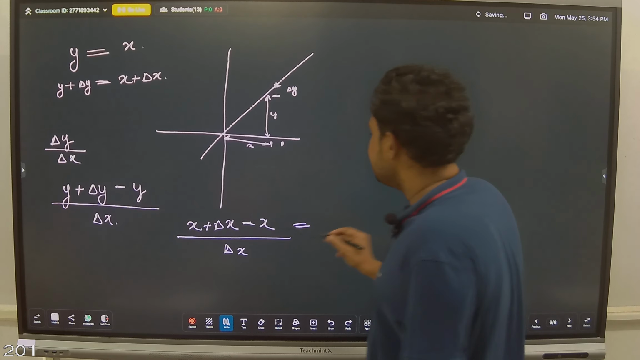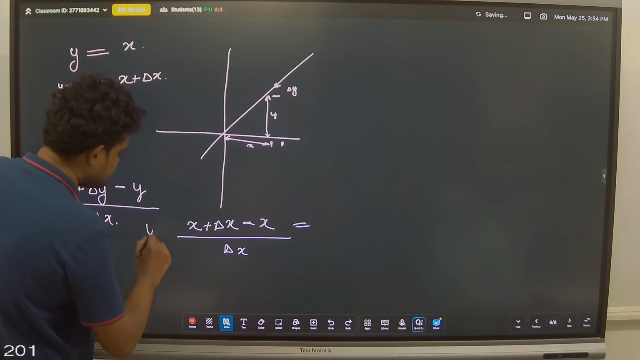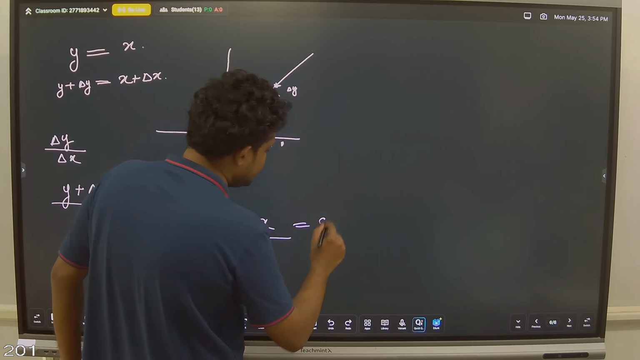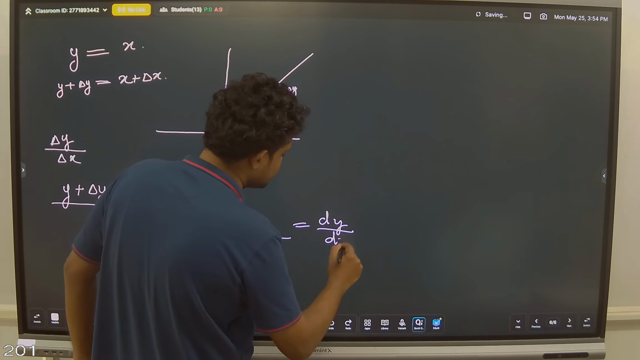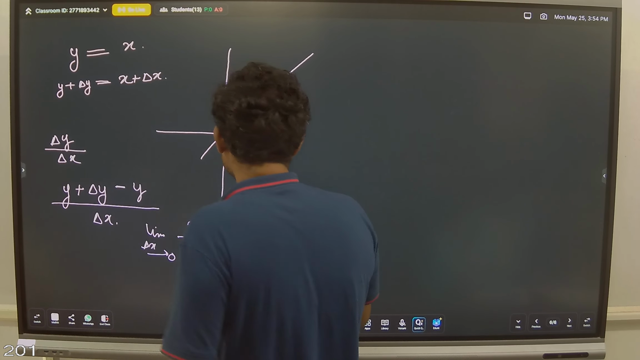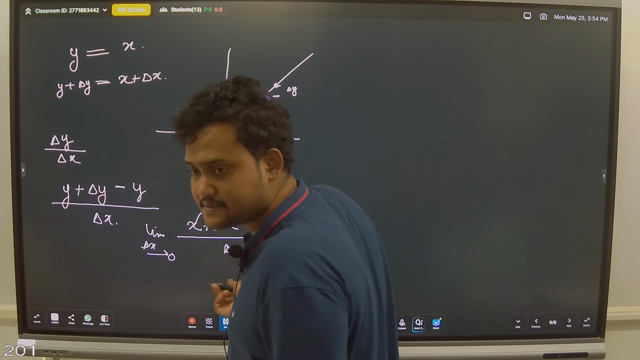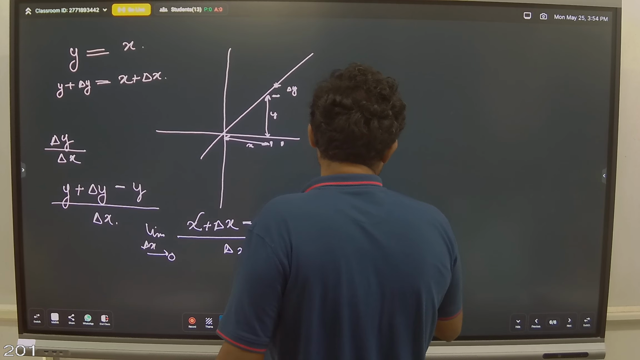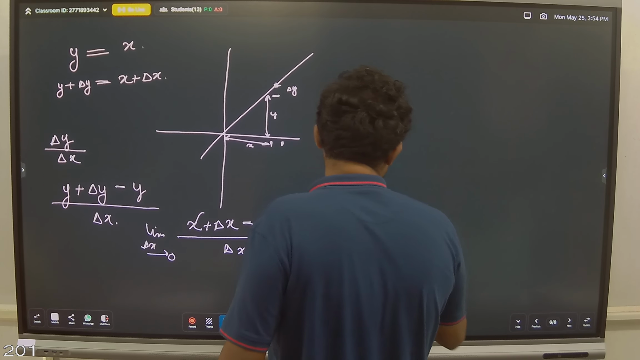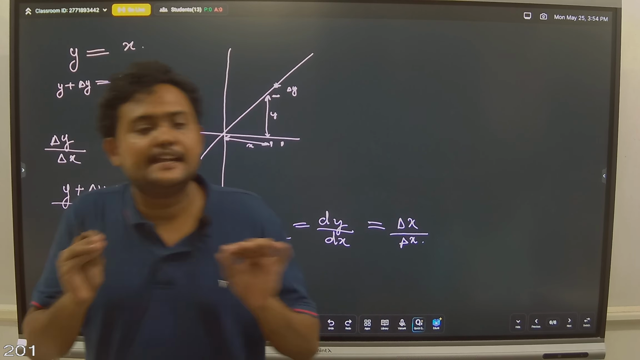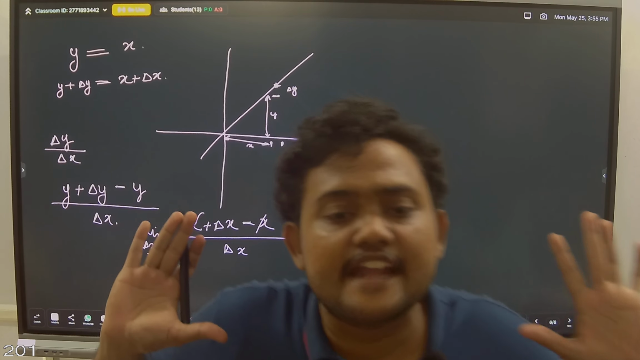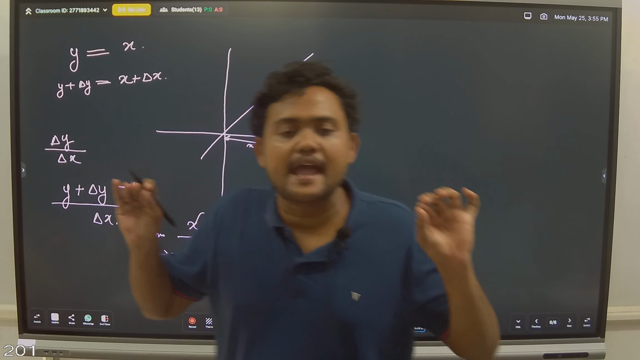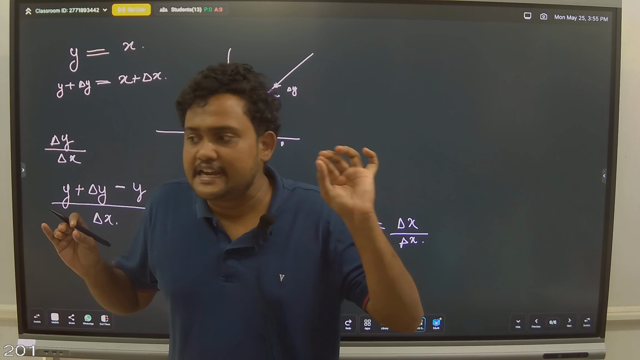So the limit as delta x tends to 0 is dy by dx. This becomes, cancelling x, x minus x is 0, equal to delta x by delta x. So if I substitute delta x equal to 0 here, I will get an indeterminate value, right?